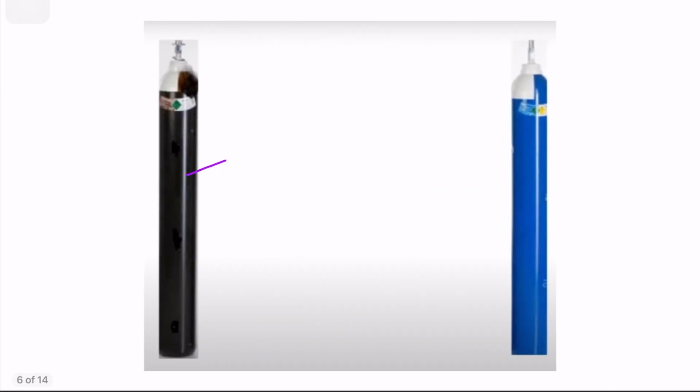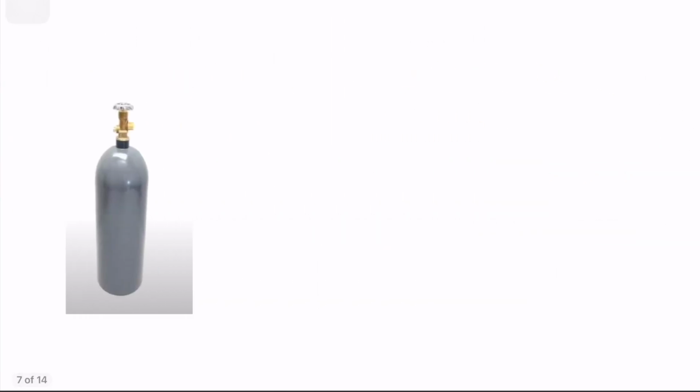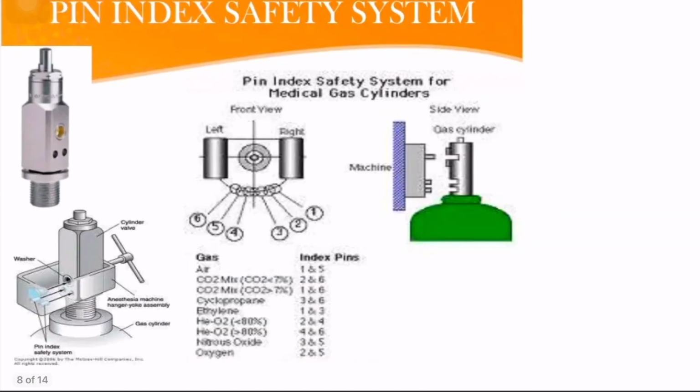And here you can see black body and black and white shoulder. So this will be air. And here we see blue body and blue and white shoulder, and that is Entonox. And here fully it is gray, that's CO2.